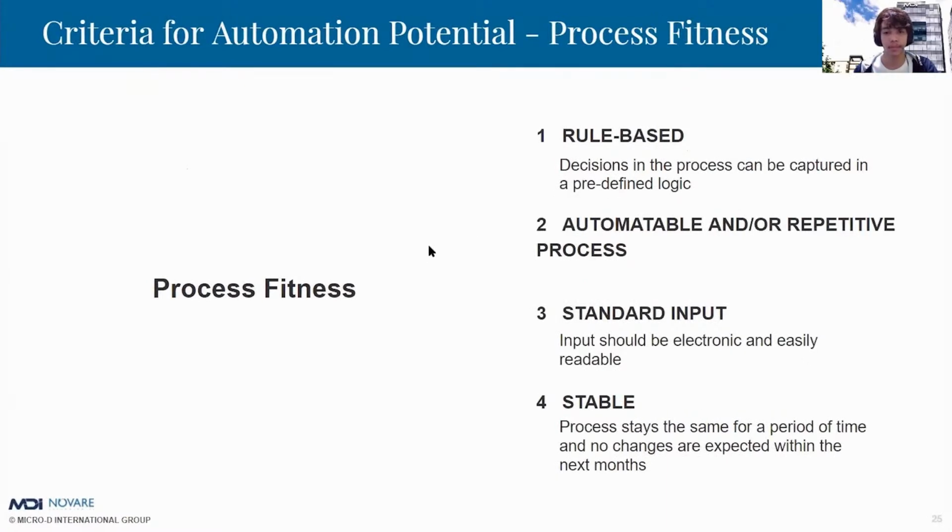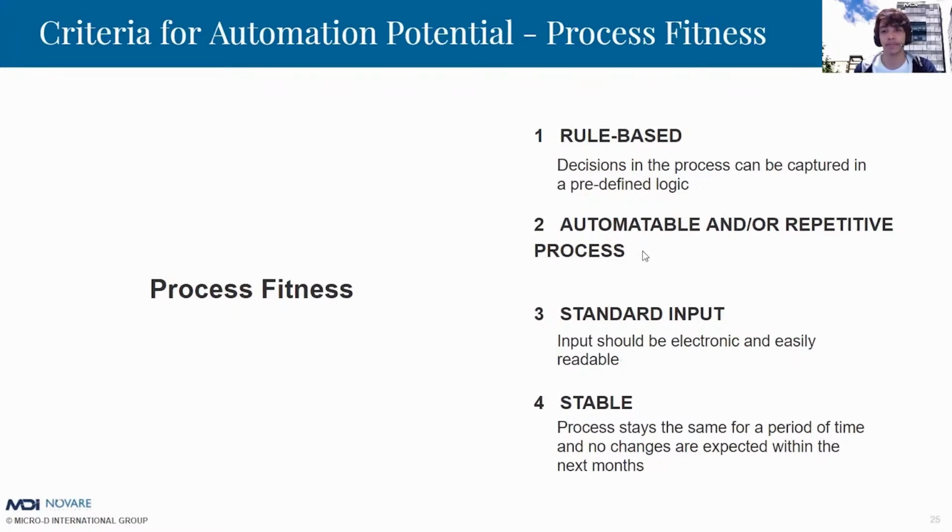Okay, so the first one is that a process has to be rule-based. This means that decision points in the process can be captured in predefined logic. So the exception rate should either be low, or it can be included in the business logic, or it has to be specified. Next is that it has to be an automatable and repetitive process.